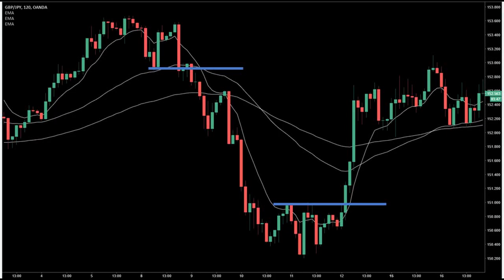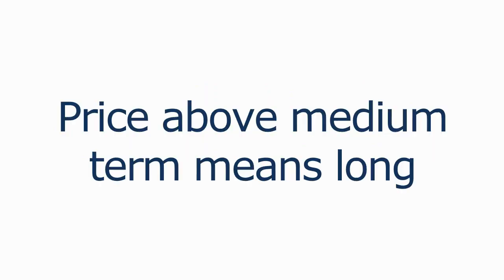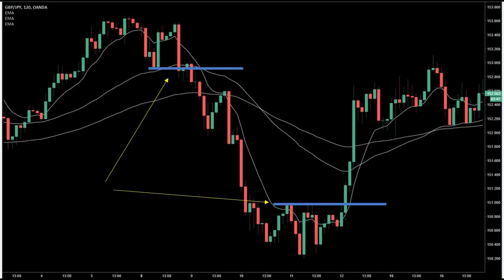The evolution of price, the lag of the moving average indicators can give you conflicting signals. Price below a long-term average means short. Price above the medium term means long. Price above the short term would mean long. So the blue lines indicate trading opportunities which would have either been skipped or have you on the wrong side of the market if you relied on the trading indicators for your decision-making process.